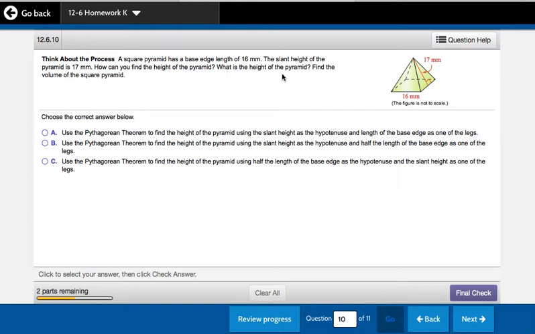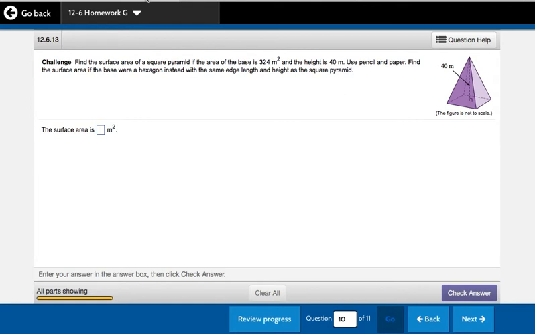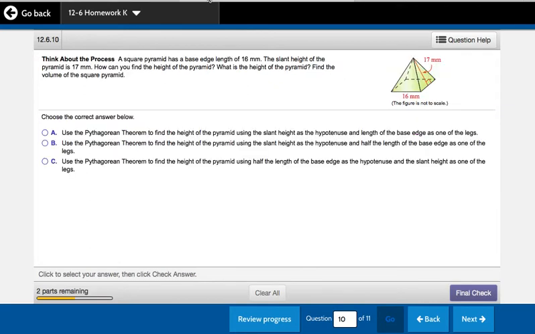Then you're going to find the height and then find the volume. And it's going to lead you through. Notice down here it says 2 parts remaining. That means this is a 3-part question. And in the G, it was just a 1-part question. So one's finding surface area, the other's volume, but you're still going through the parts of a square pyramid.